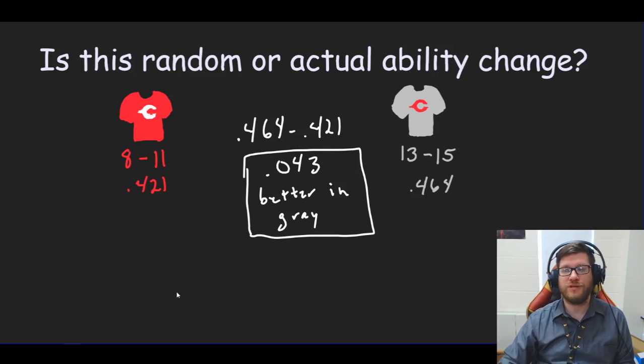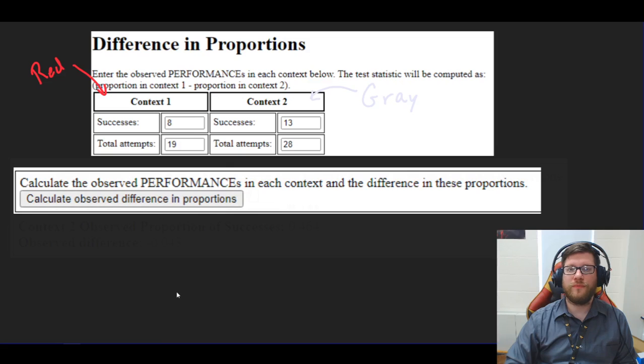One way that we can check this is by running it through an applet, a simulator, which I'll link in the description, or I'll link in Classroom probably. So what we do is you go to the website and it'll look like this. Context one in this situation is our red jerseys. We plug in the number of successes, so the number of wins, and the number of total attempts. And then context two is gray.